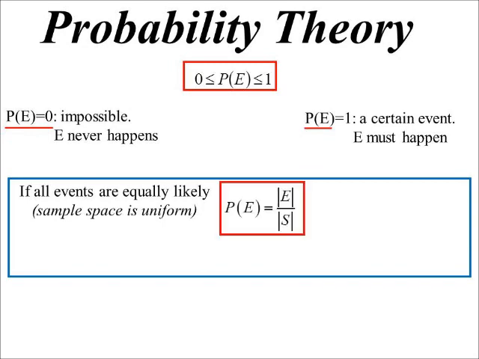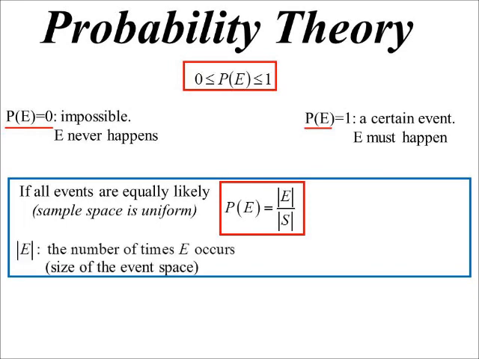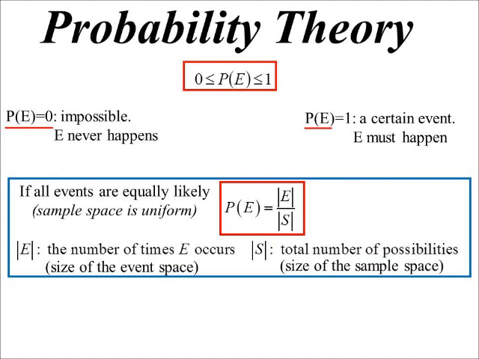The probability of an event happening. Now, we've got the absolute value of E over the absolute value of S. What does that mean? Well, absolute value is a notation we use for size or magnitude. So basically, the absolute value of E, we're saying what's the size of E? How many events are there in that sample space? How big is it? And then the absolute value of S would be how big is the total possibilities? How big is the sample space? How many things are in there?